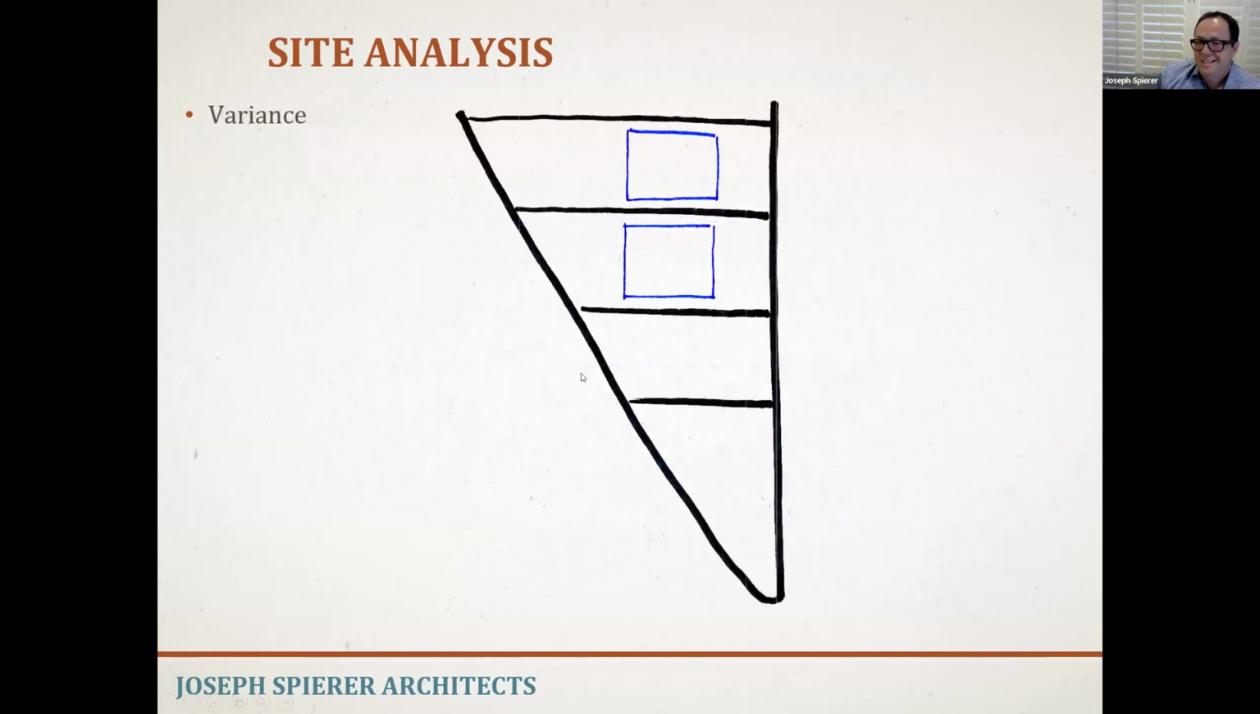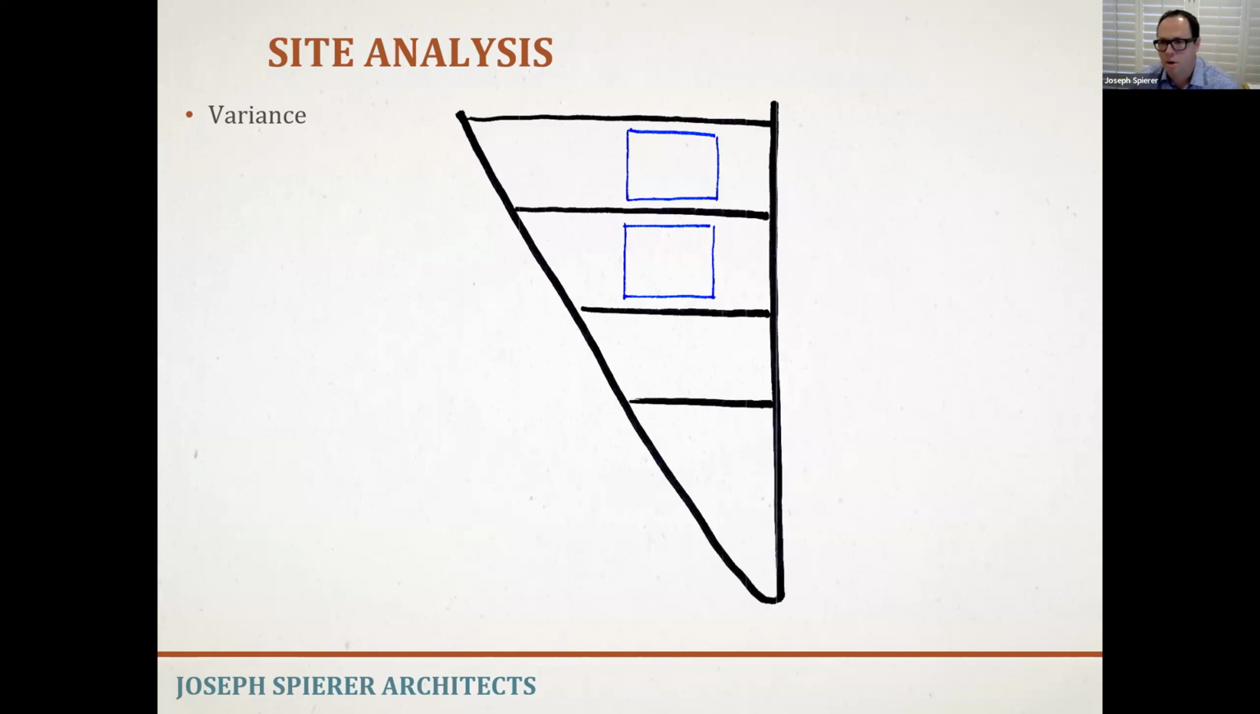So, site analysis. You also can get a variance sometimes, right? But not nearly as often as people hope for. I often get asked, can I get a variance? And the answer is usually no, because most people don't understand what a variance is for.